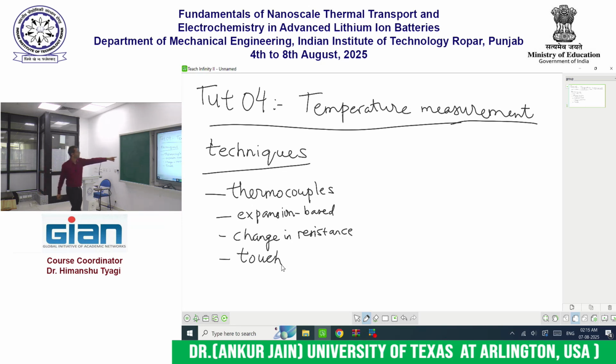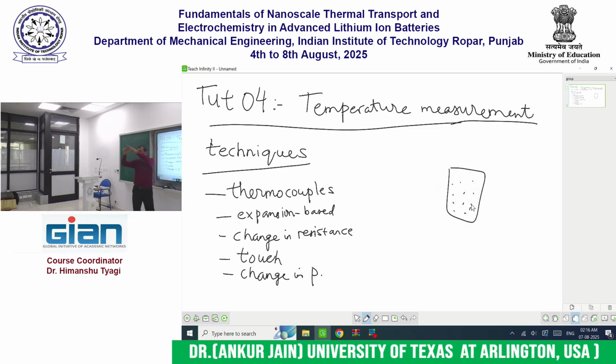Anyway, what are some other techniques with which I could measure temperature? Change in pressure? Yeah, sure, why not? Change in pressure. How would that measurement technique look like? What would a pressure-based temperature sensor look like? It would simply be a cylinder filled with some gas, a fixed volume cylinder, right? With a pressure measurement device.